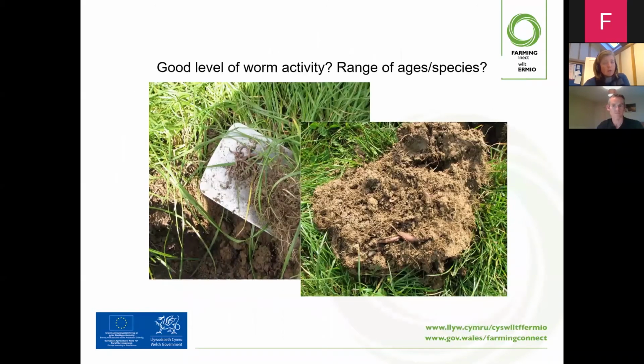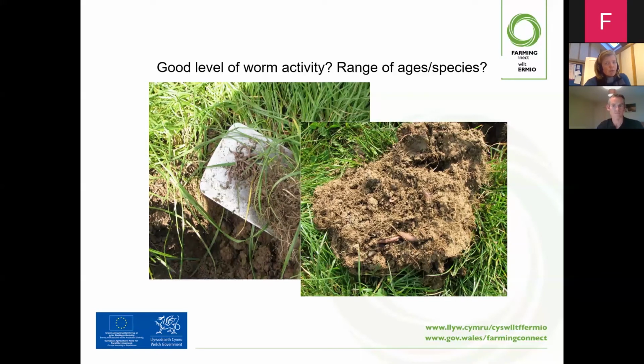So when we dig holes, it could be that we're doing some soil tests, or it could be that we've found some problems in some fields, we're looking for good levels of worm activity, and that is a range of ages, and that's really indicated by size. So we want to see big ones and small ones. We want to see ones that are sexually matured, and that's shown by having the saddle that you see on the back of them.